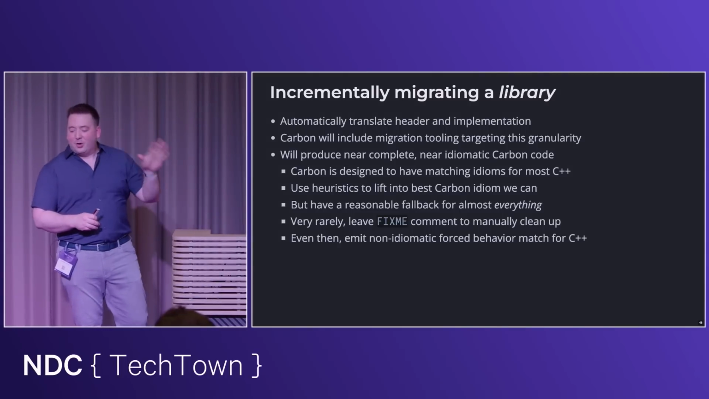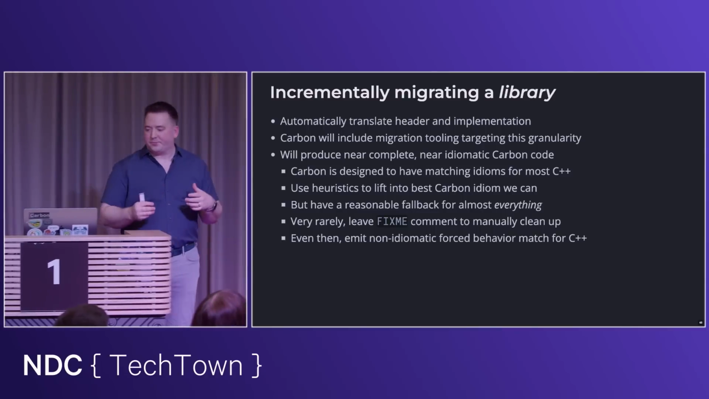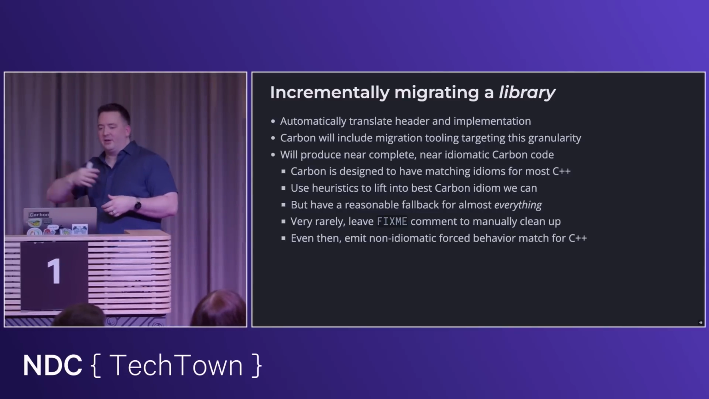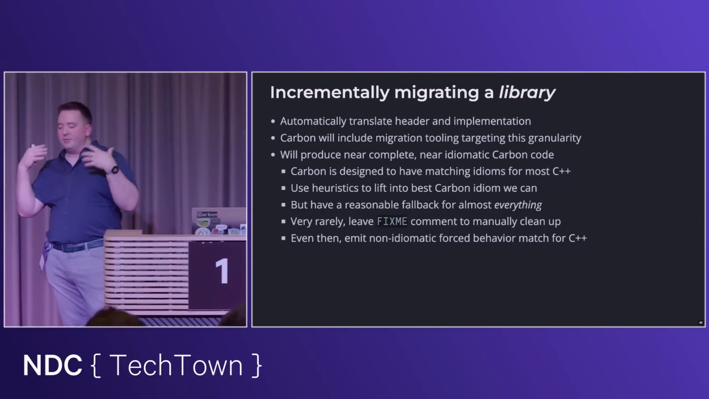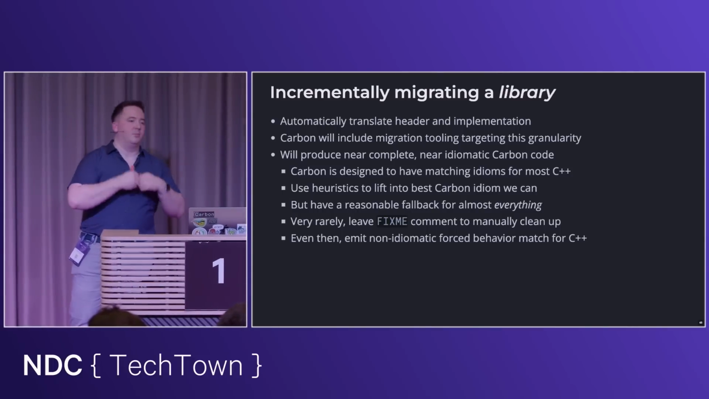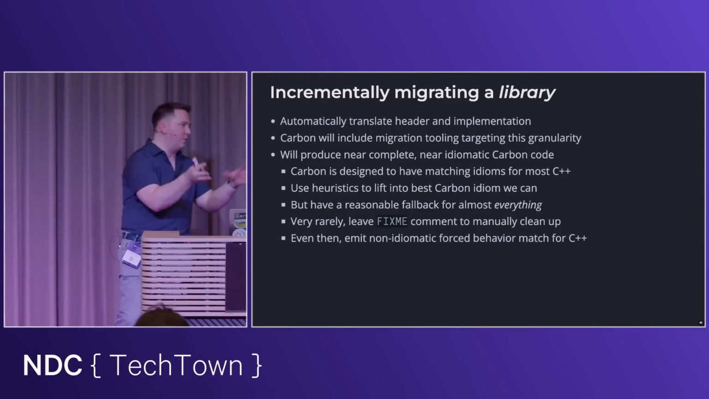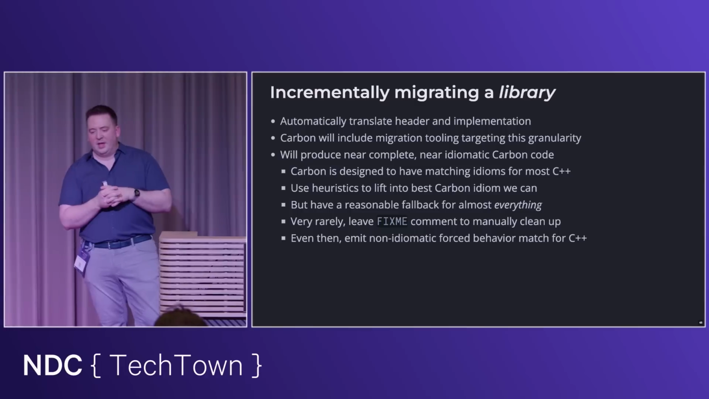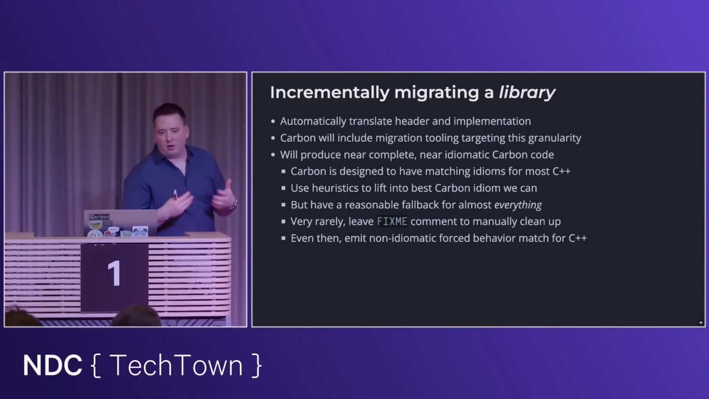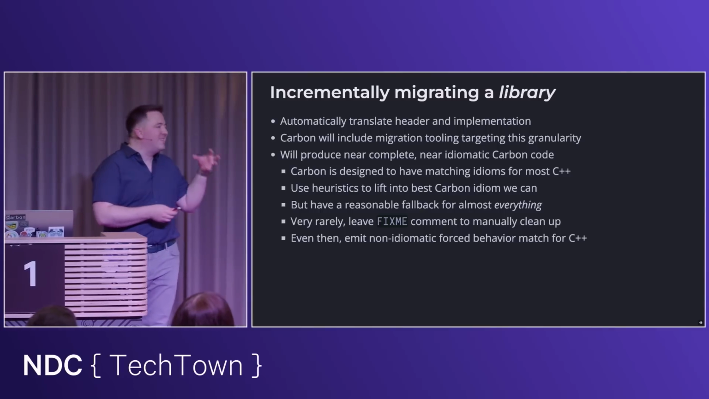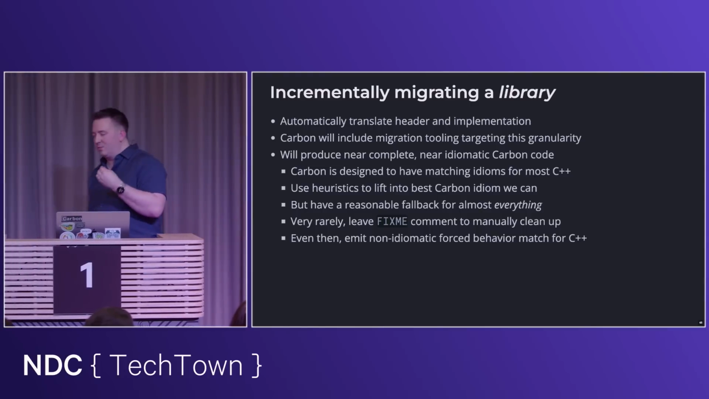So, incrementally migrating a library is going to have some stages in it, right? It's not going to happen all at once. The first stage is you're probably going to migrate the header and its implementation files from C++ to Carbon, right? And hopefully we have really nice tooling that targets that, where you can point it at a header file and it says, oh, that header file has these implementation headers and these source files, we'll migrate those together. Does that make sense? And we can try to produce something that's really near complete, nearly idiomatic Carbon code from C++ code. Carbon's designed to have good matching with C++ idioms. That's one of its points.